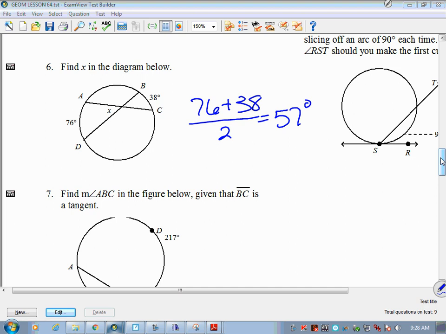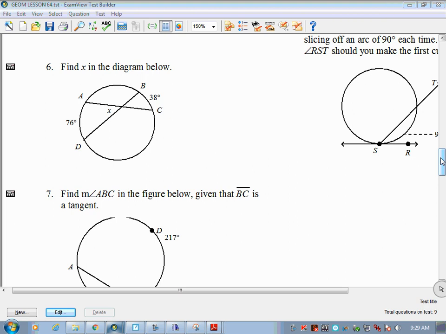Minor, do you concur? No. Okay, what did you get? 95 degrees. Okay, take that calculator. Tell me what 76 plus 38 is. What's 114 divided by 2? Got 57 that time. Okay.